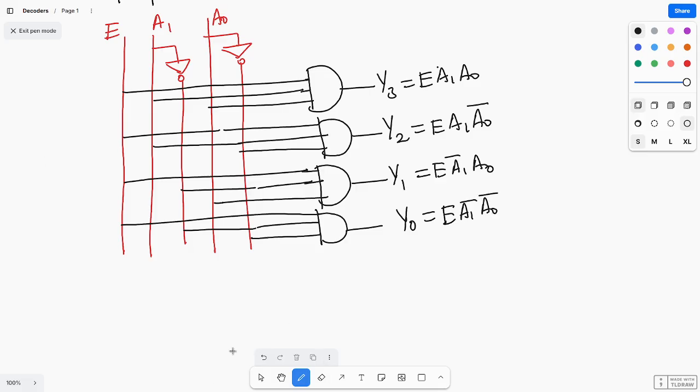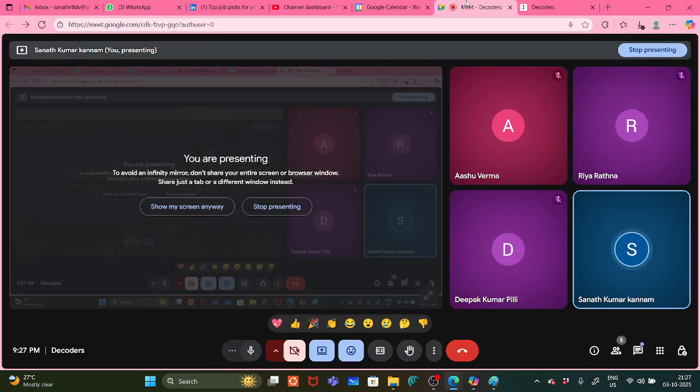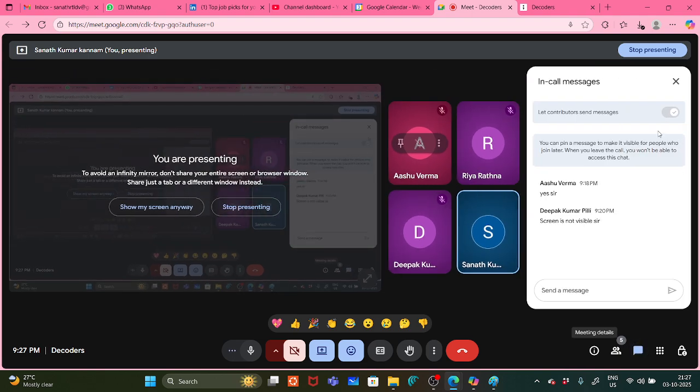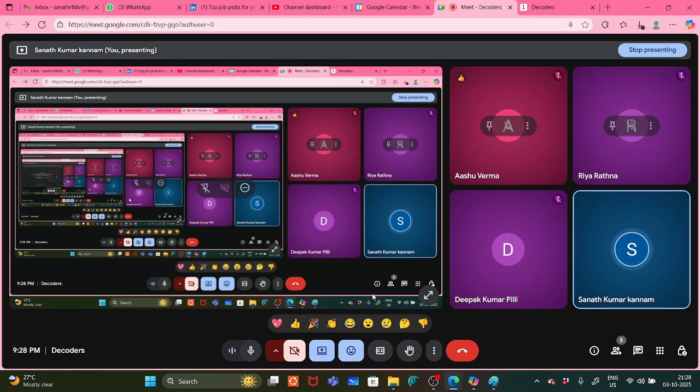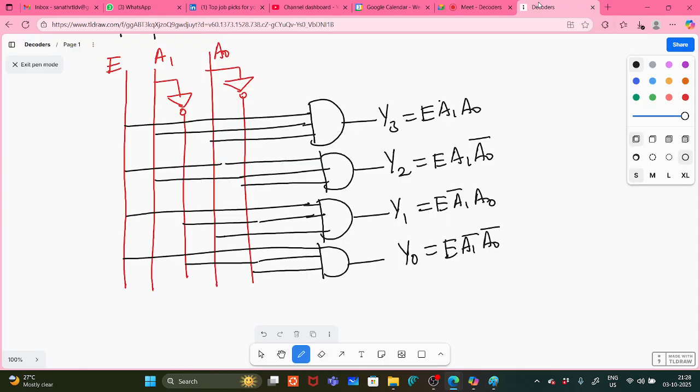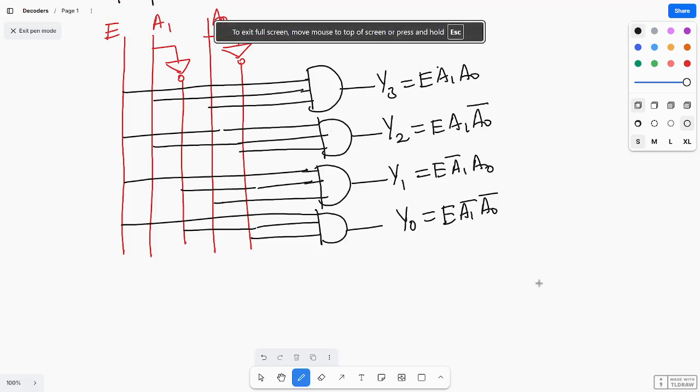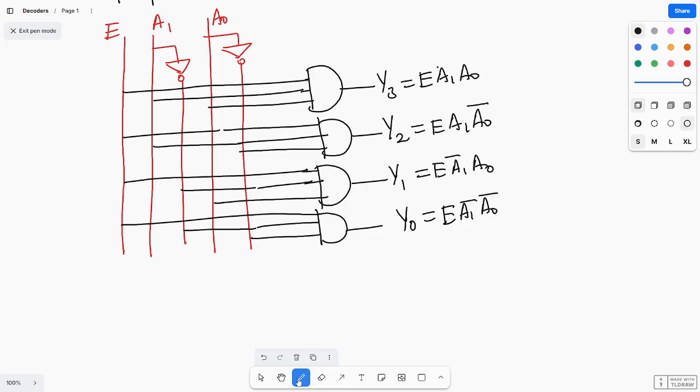Is it fine? Did you understand? Give your response so that I can move forward. Screen not visible? Okay, is it visible now? My screen is visible. Okay, sure. So see here, next I want to design.